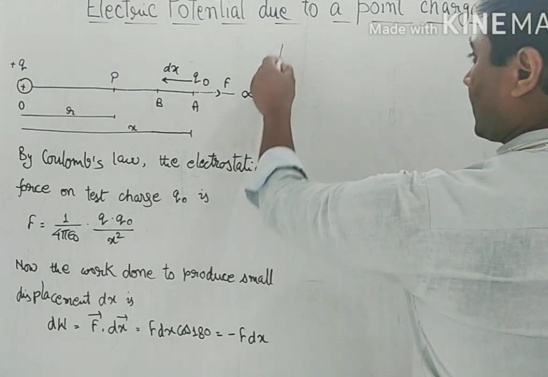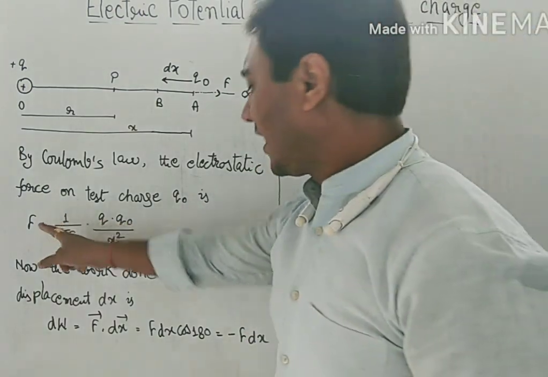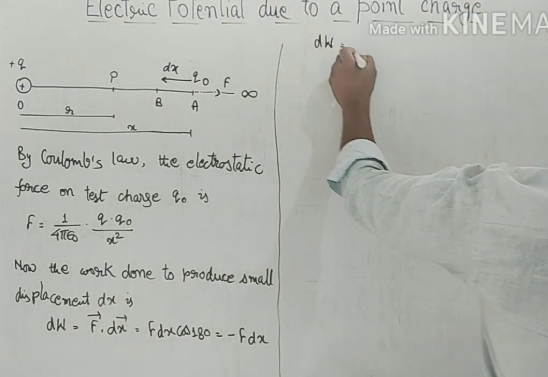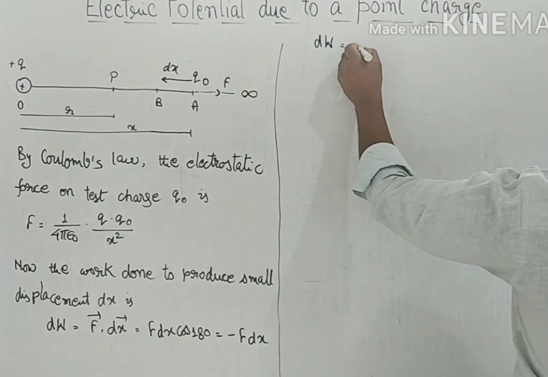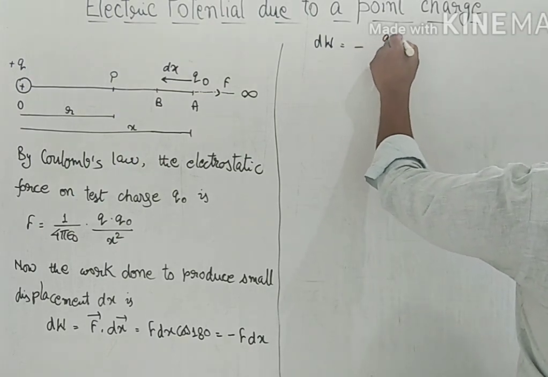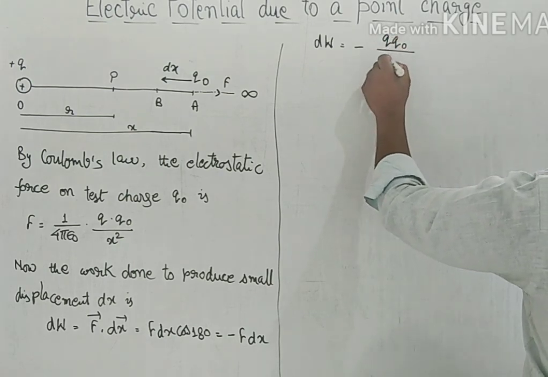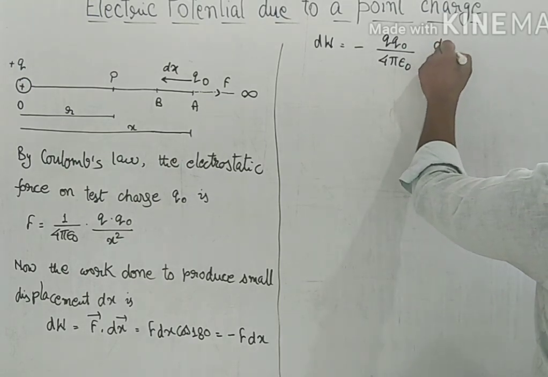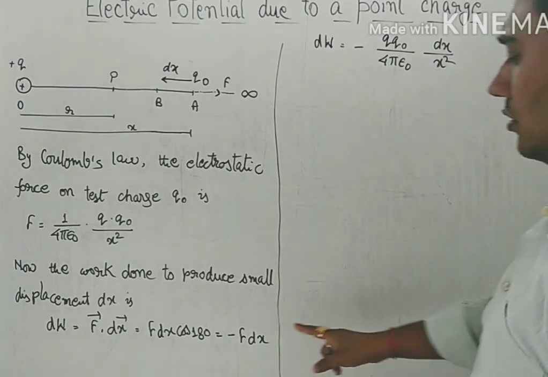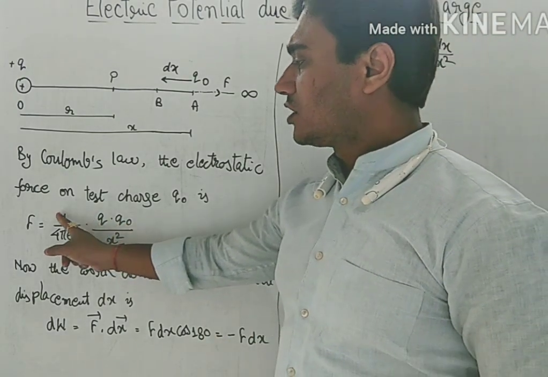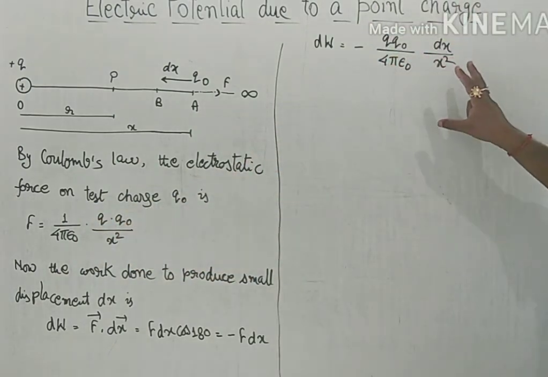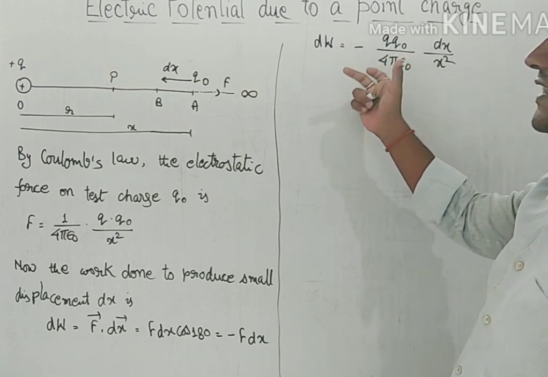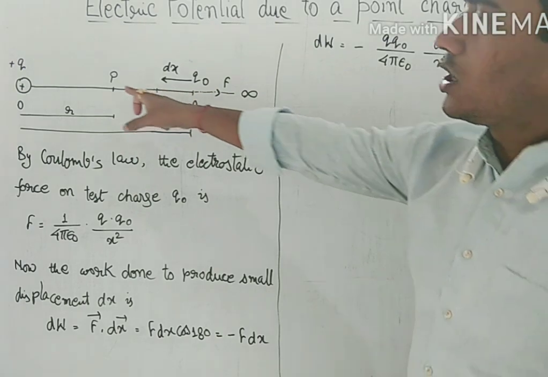Now putting the value of F back here, this dW comes out to be minus Q0 upon 4 pi epsilon naught, times dx upon x square. So this dx upon x square has been taken out, and the final outcome is this. Now let me integrate this equation on both sides, taking the limit from infinity to r finally.